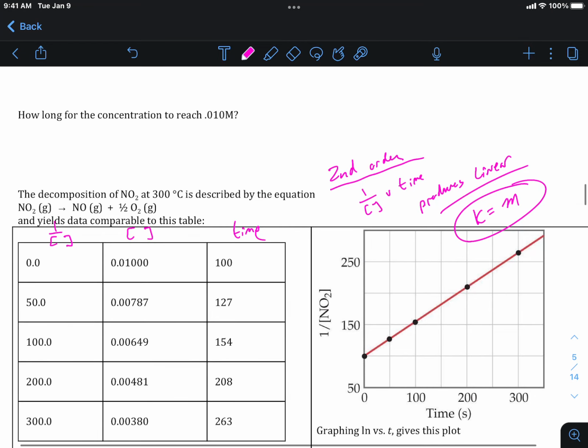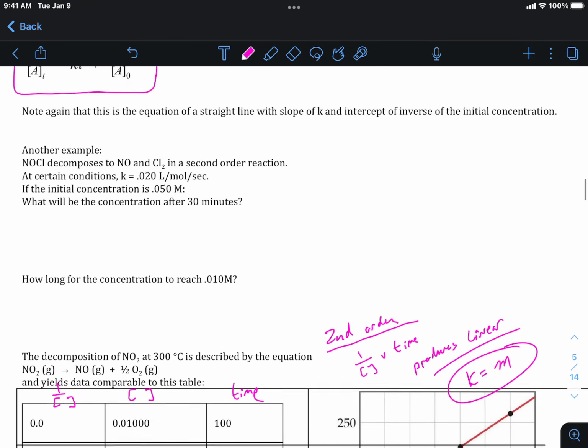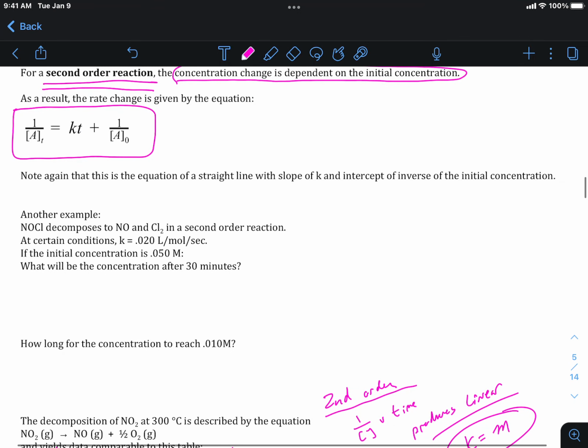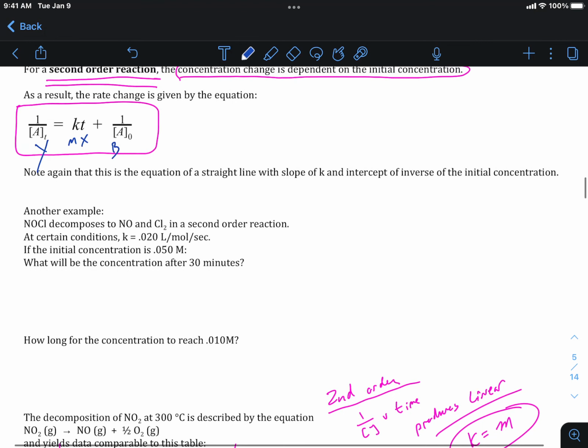Okay, so let's back up a second. If we can rewrite this equation in slope-intercept form, right? Whereas we have y, m, x, and the intercept.